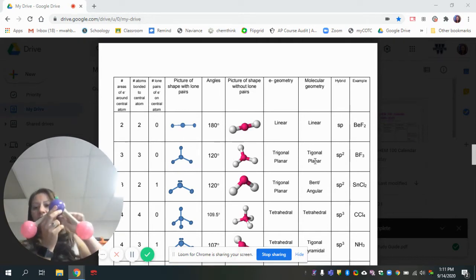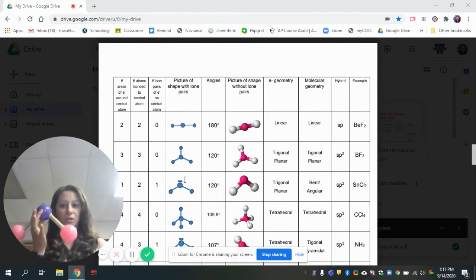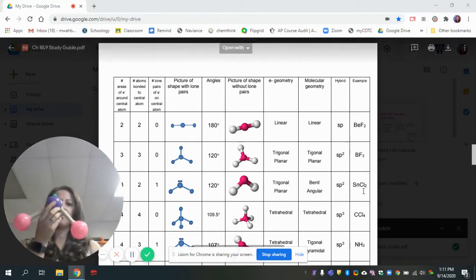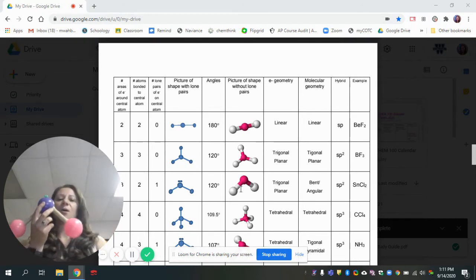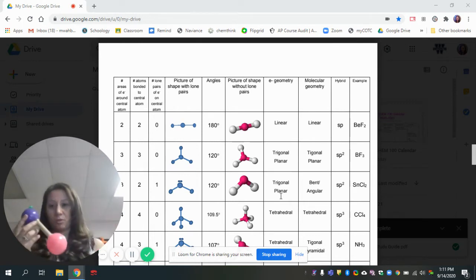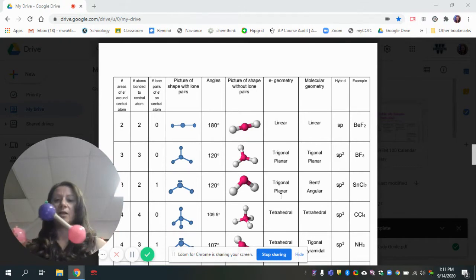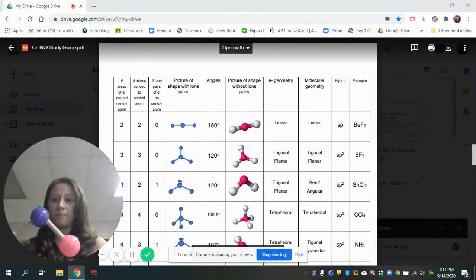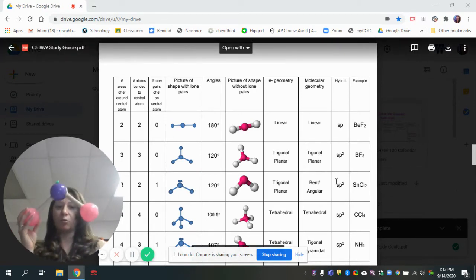So three areas of electrons, and so my angles are still going to be 120 because the electrons, whether in lone pairs or in bonds, repel each other. So the angle is still 120. The hybrid is still sp2 because I have three areas of electrons, three orbitals to mix. And the shape that the electrons make is still trigonal planar, but the shape that the molecule makes, that the bonds make, is different, right? So if I were to draw my central atom and then two bonds coming out at 120, then it's going to look like this, which is a bent or an angular shape.